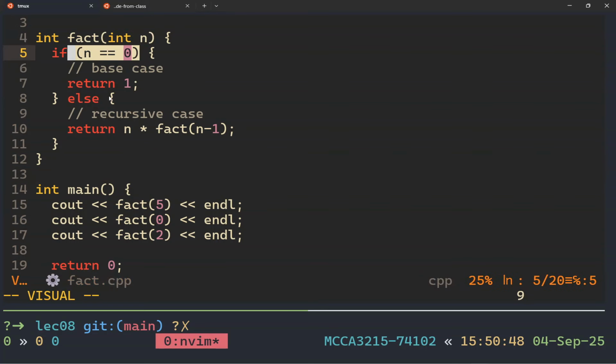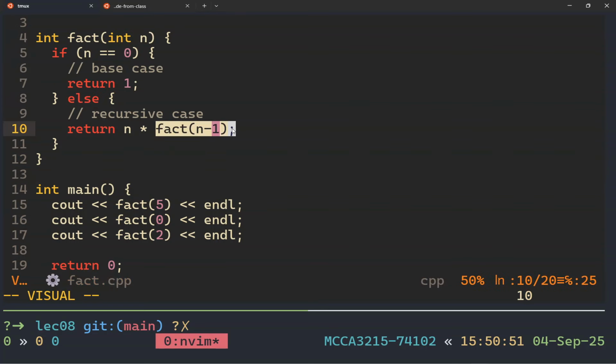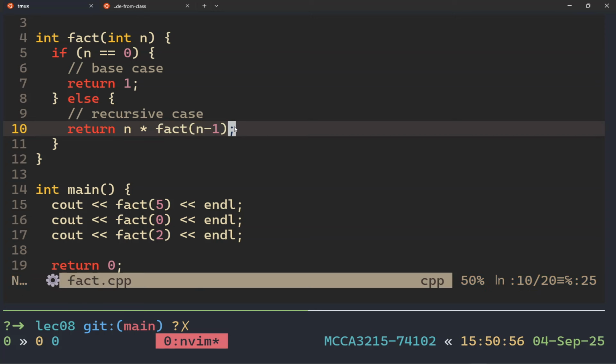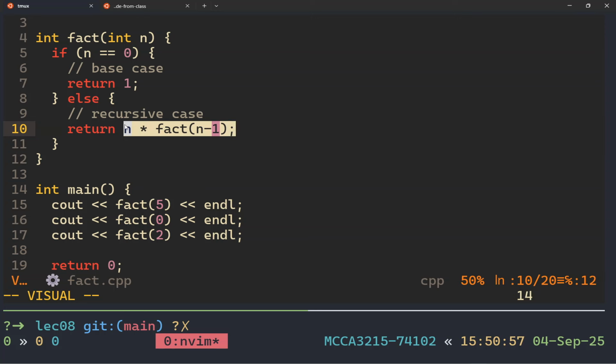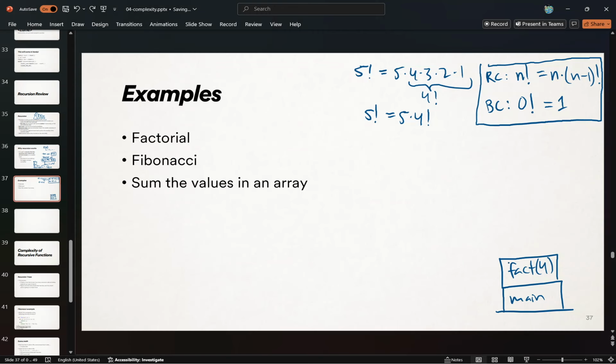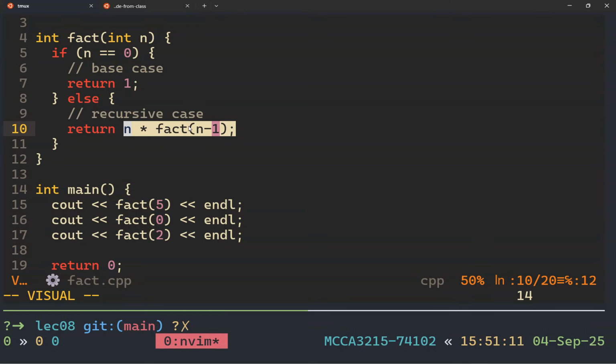And 4 is not 0, so we're going to go here and try to return our 4 times fact of 3. We're going to go asking for fact of 3. We don't have that answer yet, so we can't actually return anything. We have to wait. So fact of 4 is going to wait on that line for fact of 3 to get back to it, like waiting to get something back in the mail. And so now we're sitting in fact of 3. Fact of 4 is just asleep.